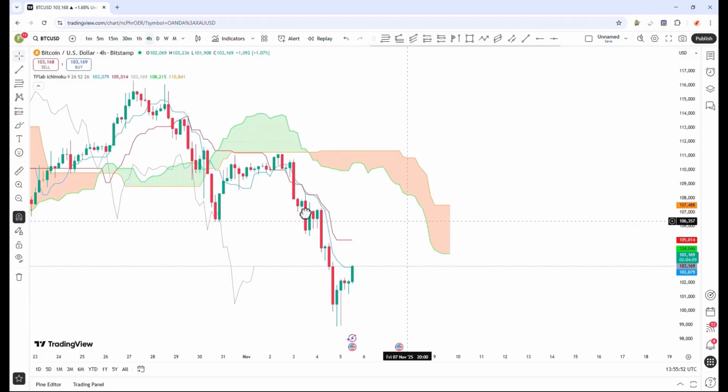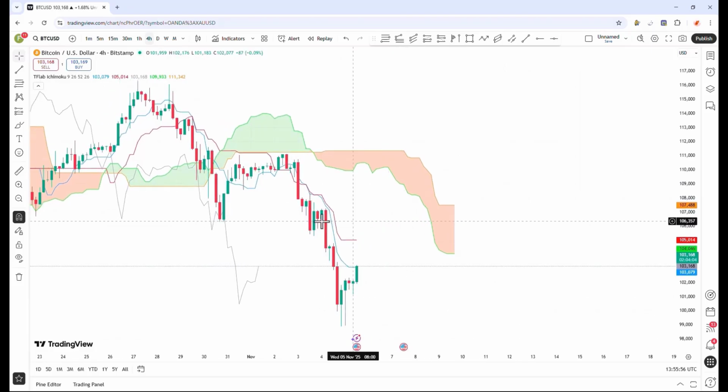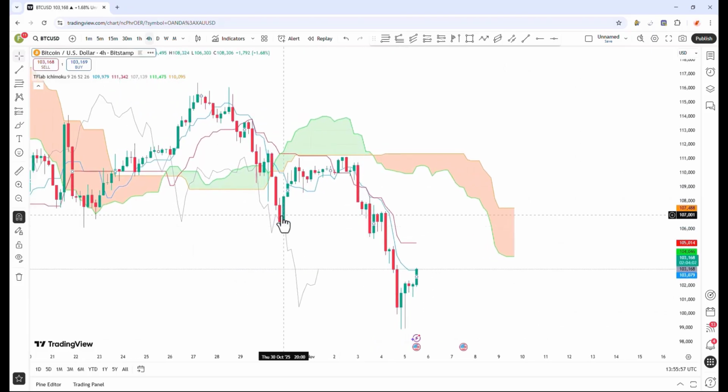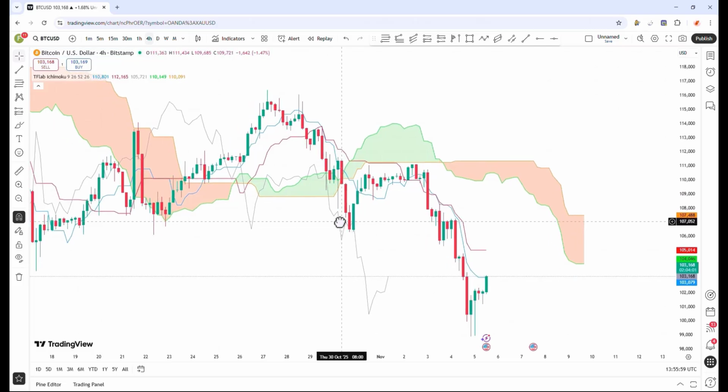The Tenkan Sen line, which is also sometimes referred to as the conversion line, represents the short-term trend in the market and indicates the market's fast momentum or speed of price movement. The steepness or angle of this line shows the strength and intensity of the current trend, while on the other hand, when it flattens out or becomes more horizontal, it signals a decrease or weakening in trend strength. Its crossover with the Kijun Sen line, which is also known as the baseline, serves as confirmation and a signal to enter a trade, providing traders with an additional layer of validation.